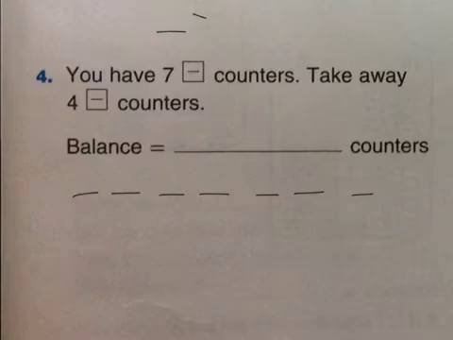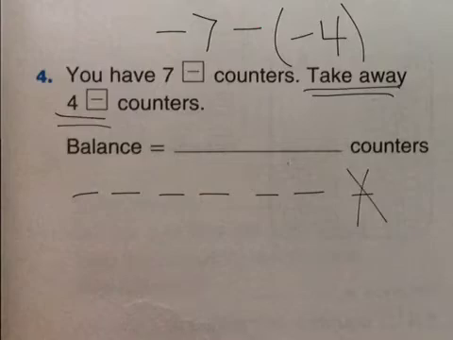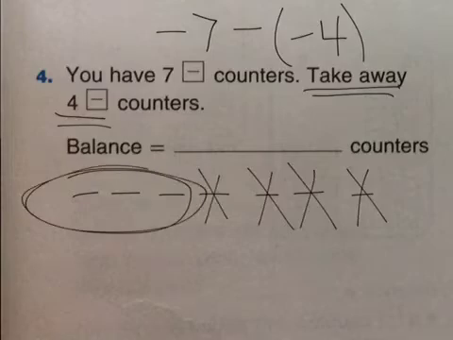I have negative 7, take away negative 4. Negative negative, as you guys know, is going to convert into a positive, so it's negative plus 4. So negative 7, take away negative 4. Really, this is the way it looks. I take away 4 of those negatives, 1, 2, 3, 4. I took them away, and what do I have left over? I have negative 3 left over.